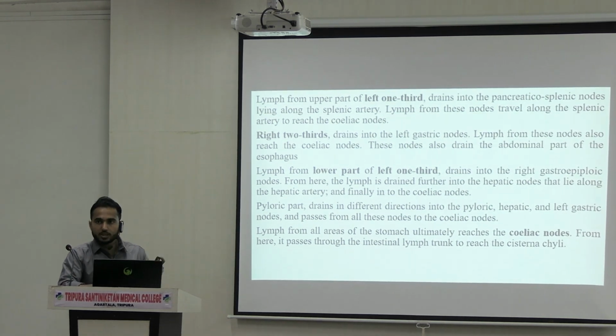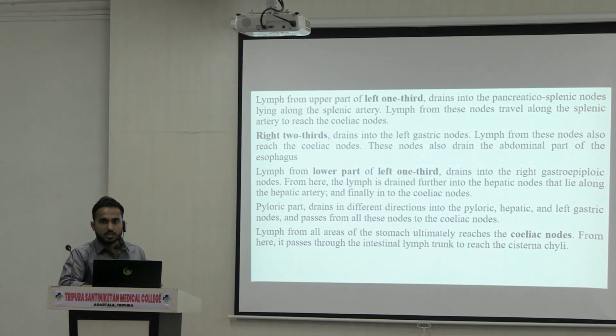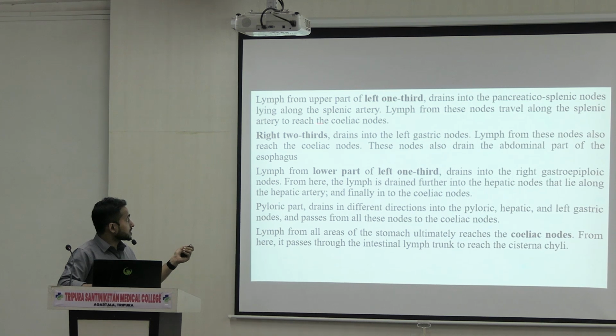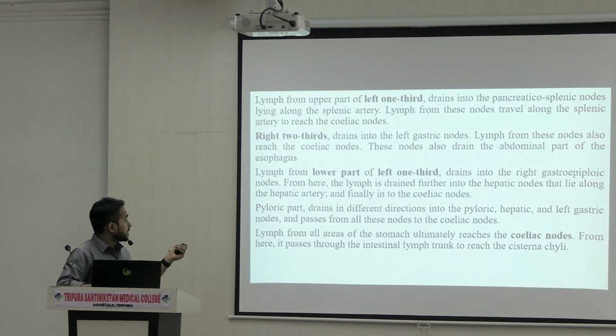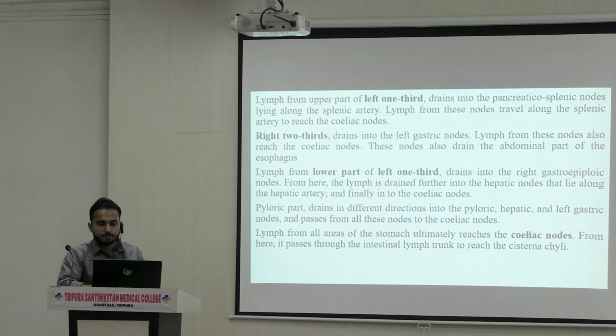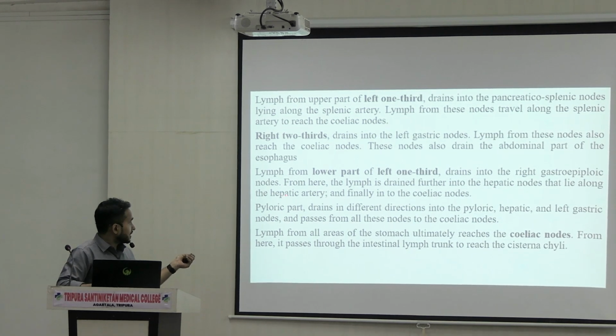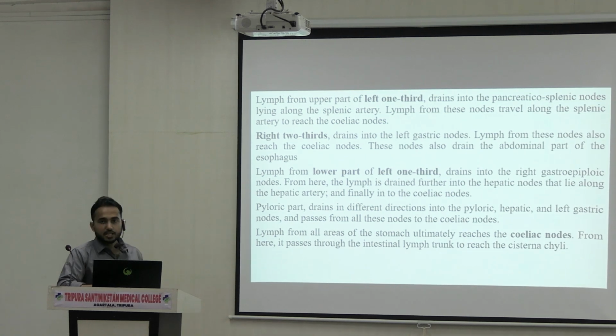So just follow one thing: in every case, celiac nodes are common. You can see from here also it is ultimately going to the celiac nodes. From the right 2/3, first it will go to the left gastric nodes, and then to the celiac nodes. Next, the lower part of the left 1/3 drains into the right gastroepiploic nodes. From here the lymph will drain into the hepatic nodes, and then finally into the celiac nodes.